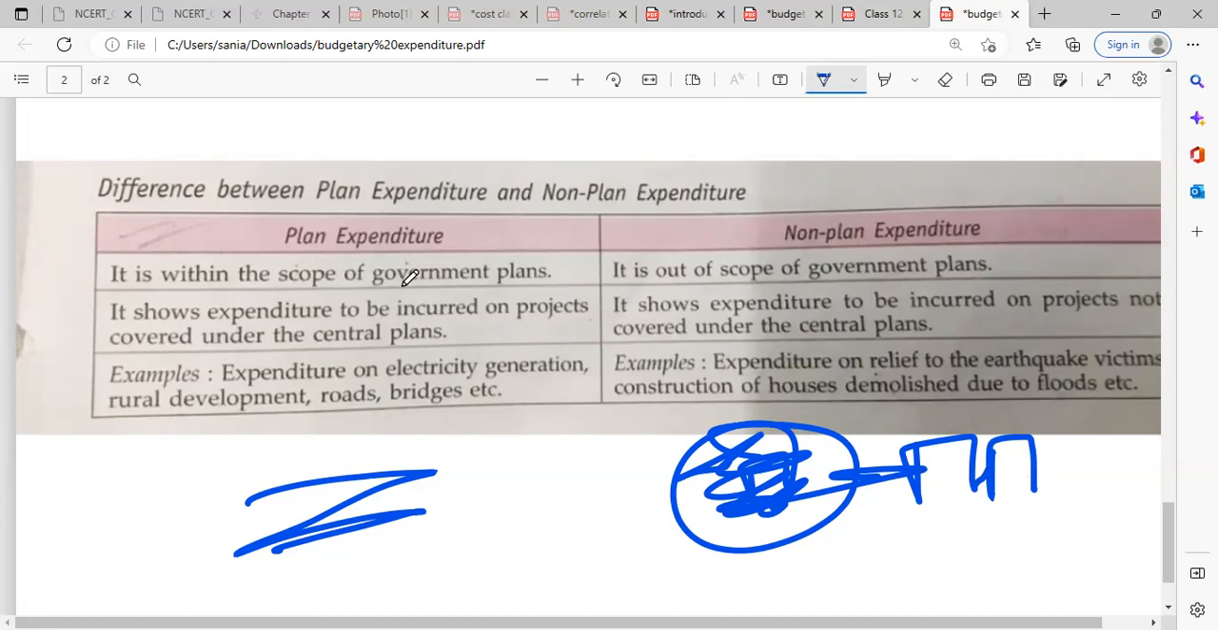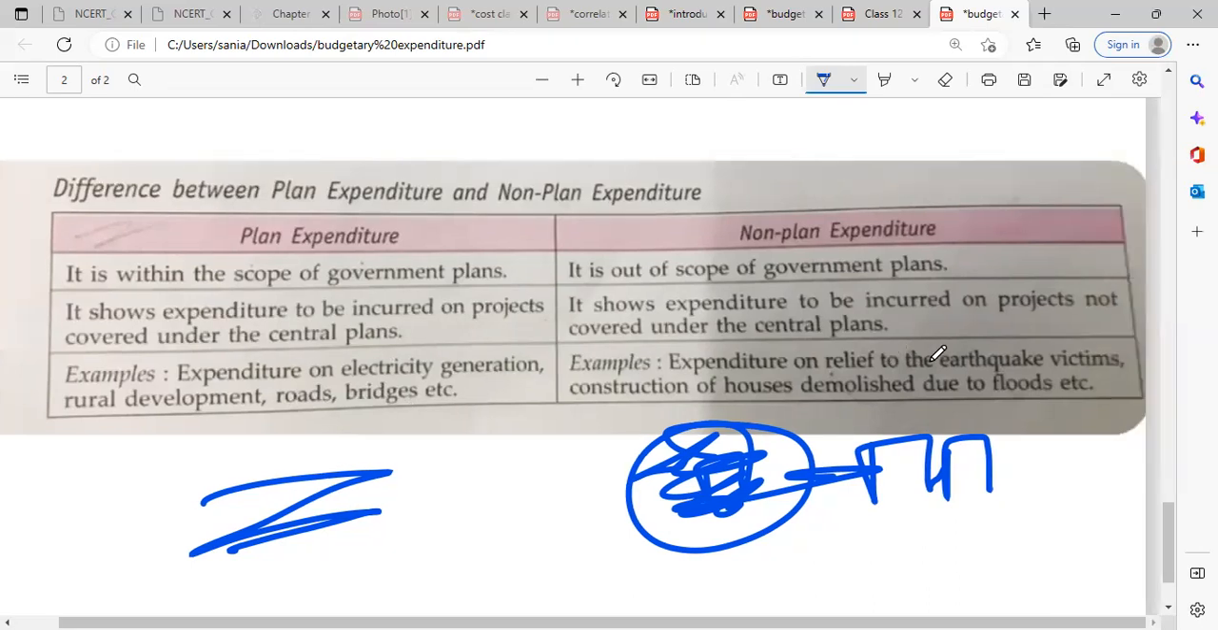So plan expenditure is within the scope of government plans, but non-plan is outside the scope of government plans. Plan expenditure shows expenditure to be incurred on projects covered under the central plan, like electricity, rural development, roads, bridges, etc. Non-plan is not under the central plans. For example, earthquake victims, construction of houses demolished due to floods, etc. That comes under non-plan. Okay.